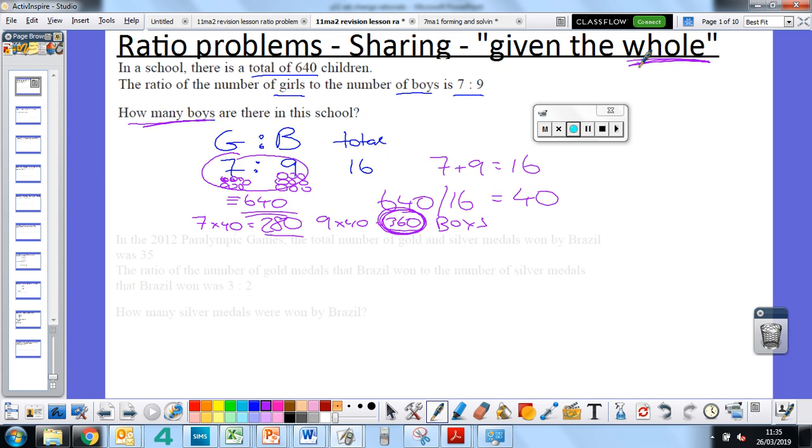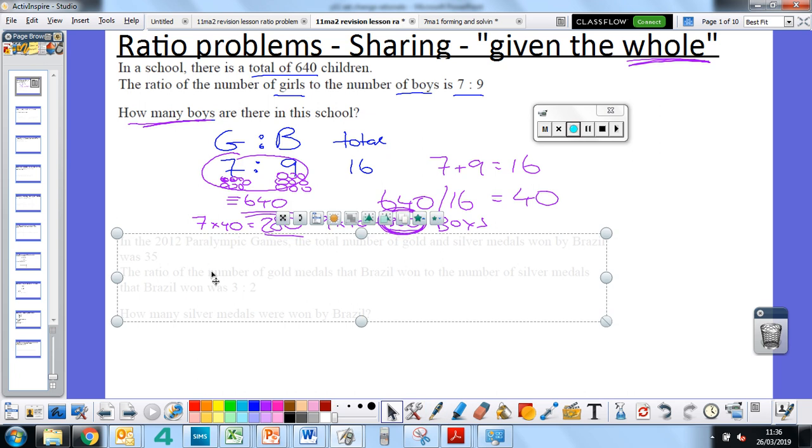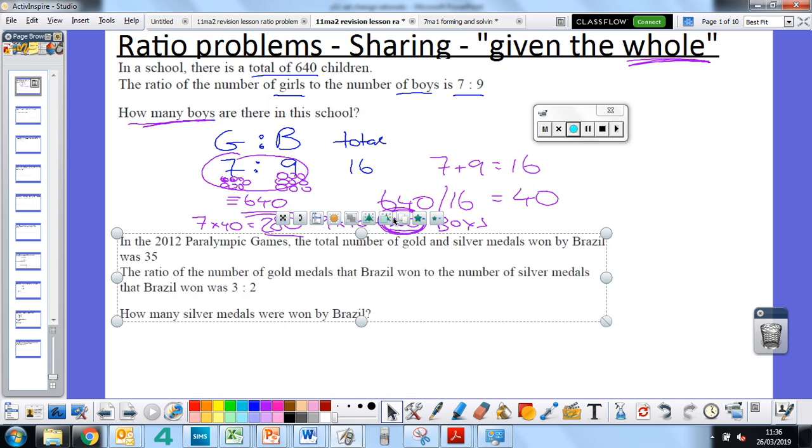So there is a second question here for you to try. The second question can be tried now if you want to have a quick go at it. If you're doing this at home, you can pause the video now and we'll go through the answers in just one moment.